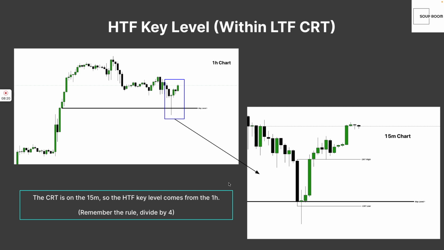So as I mentioned before, the key level came from the 1 hour chart. We turtle soup the low, heading higher. This is the 15-minute chart. Zooming in, as we can see, the CRT high and low, key level within the lower time frame CRT.